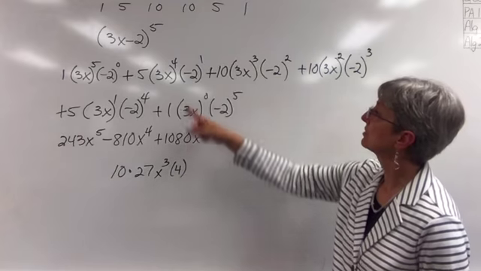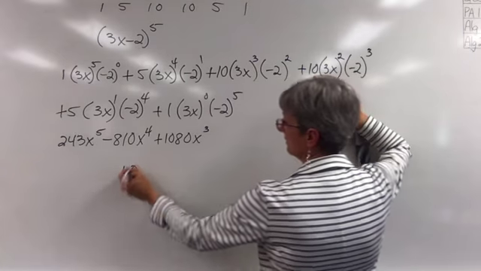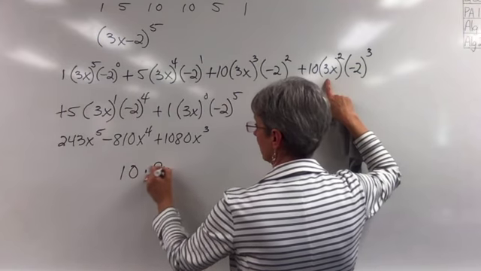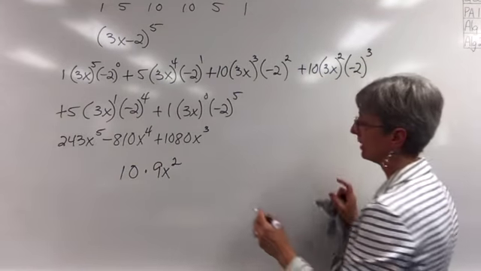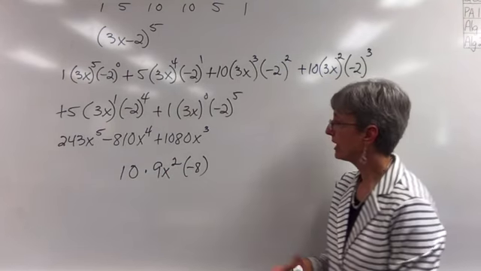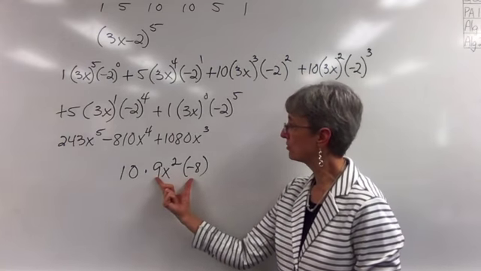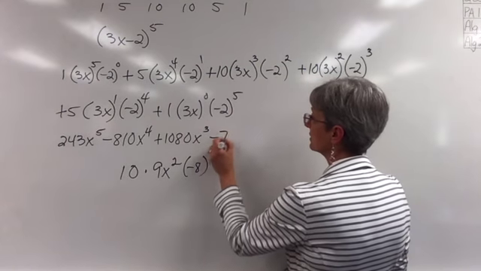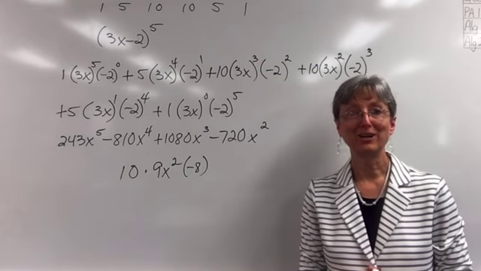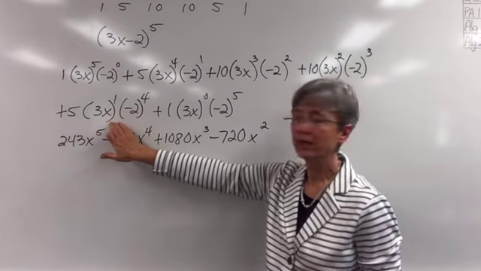So that was this term here. So now we're at this term. So that's 10. 3x squared is 9x squared times 9x squared. And negative 2 to the power of 3 is negative 8. So now we have 10 times 9 times negative 8. Well, this is negative 72 times 10, so that's negative 720, and it's x squared. All right, do you see how this makes sense? Our x's are decreasing.